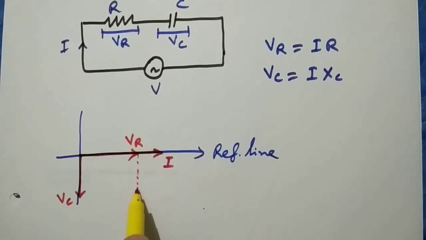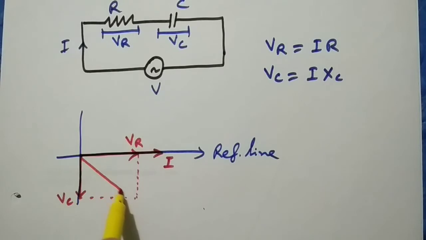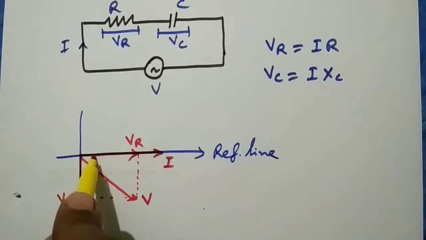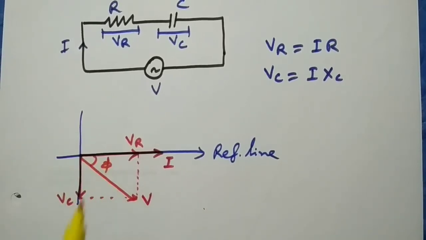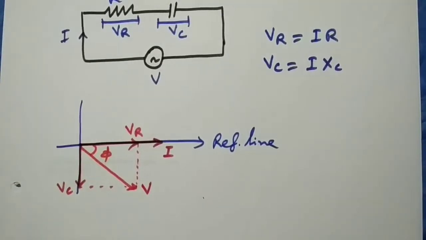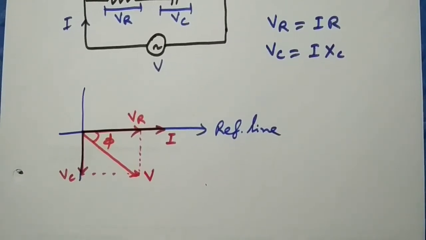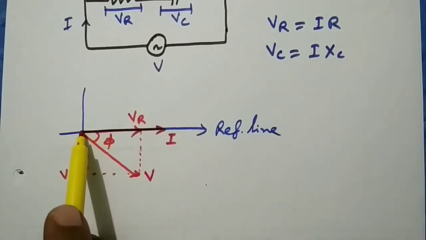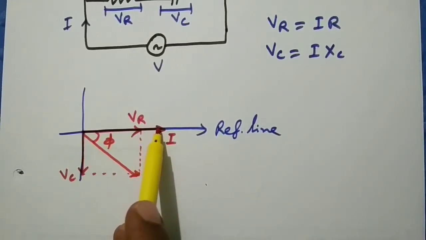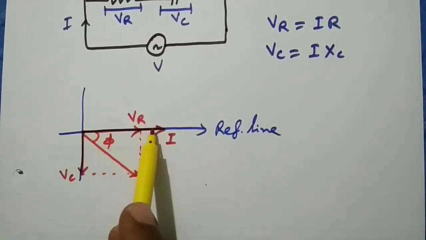And if we add these two voltage drops, it will give us the total voltage, that is the supply voltage, and the angle between voltage and current is phi. Now apply the complex notations. As we can see that the VR is along the x-axis, that means along the real axis.